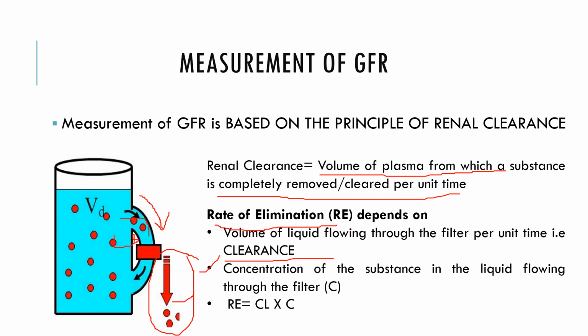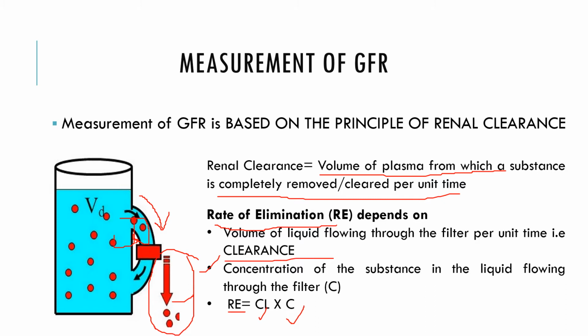So two factors are responsible for determination of the rate of elimination of solute. One is the volume of the liquid that is flowing through the filter per unit time. Another is the concentration of this substance in the liquid flowing through the filter. So one is the clearance. So we can say the rate of elimination is equal to clearance times the concentration of the substance.